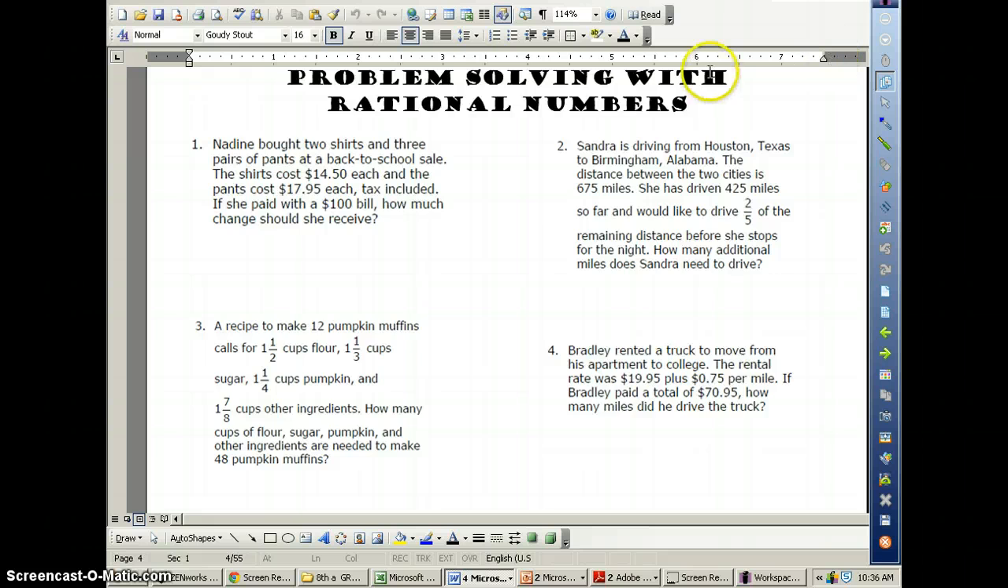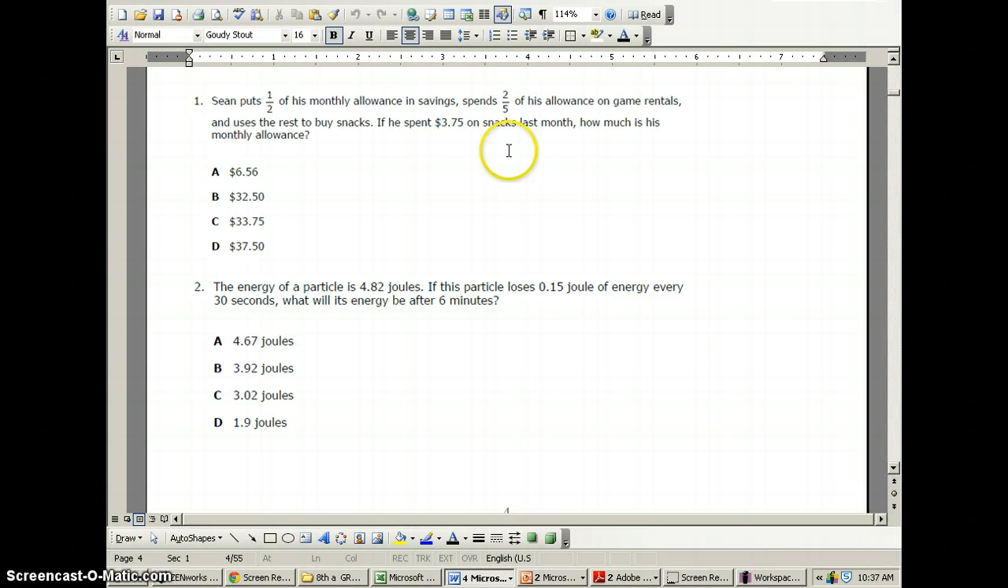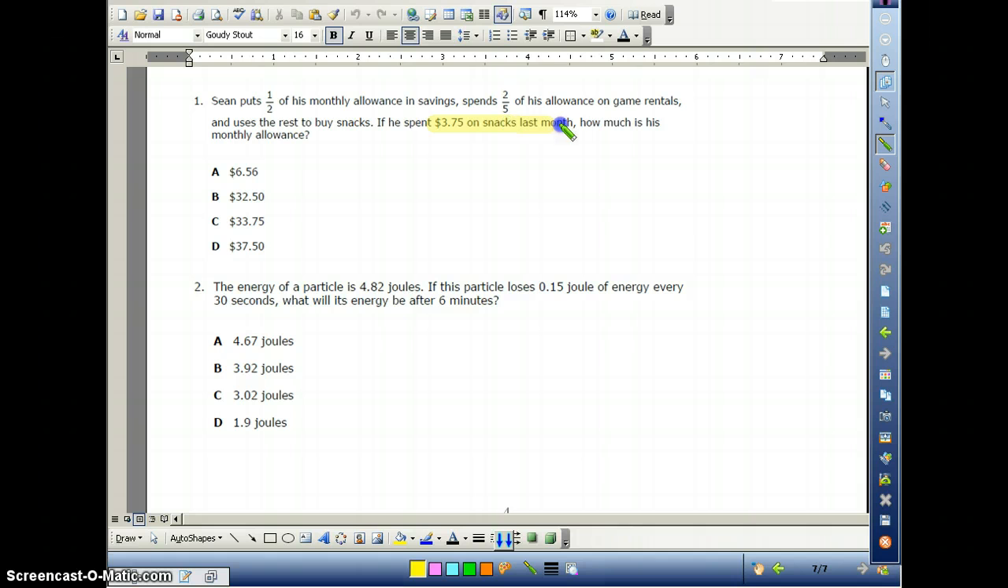Let's do number 1 and 2 at the bottom. Sean put half of his money, his monthly allowance, in savings, and spent 2/5 of his allowance on game rentals, and used the rest to buy snacks. If he spent $3.75 on snacks last month, how much is his monthly allowance?